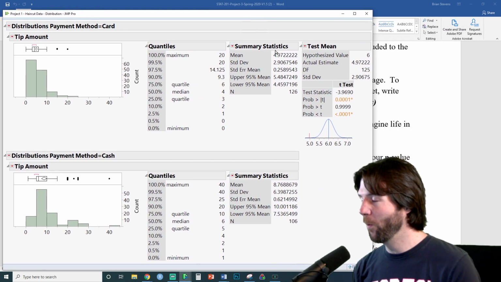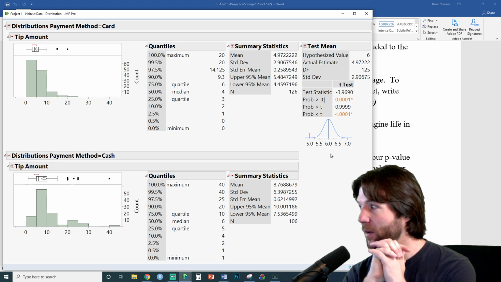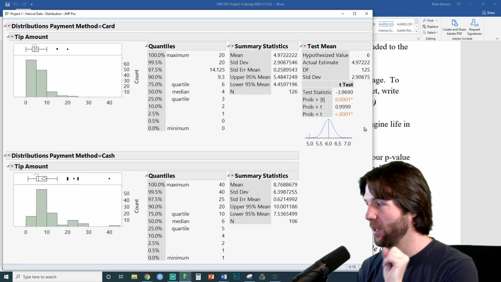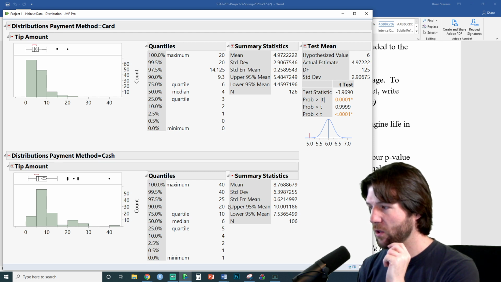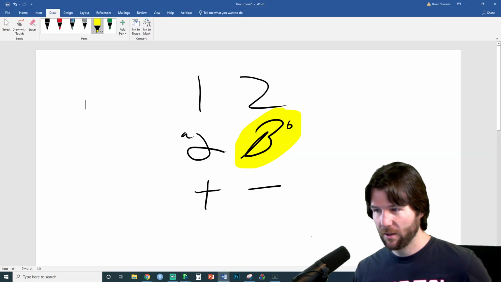So what is my p-value for the greater than test? Can anyone tell me the p-value for the greater than test? I tested to see if the average tip for card is greater than $6. I'm testing right now to see if the average tip for card is greater than $6. Just so I can make it clear, this is a fake thing that I'm doing right now. So you got it, Tracy.